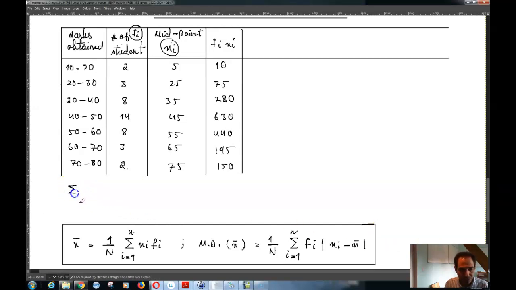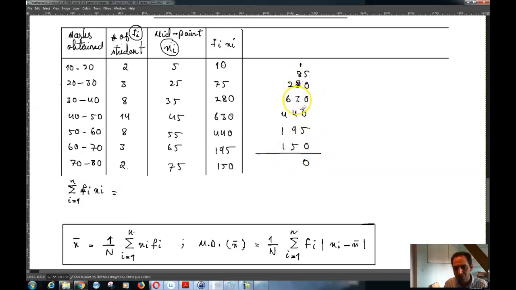So then you can write sigma f of I times x of I as I goes from 1 to n is equal to basically all of these numbers added together. That's 10 plus 75 plus 280 plus 630 plus 440 plus 195 plus 150. So that's equal to 5 plus 0 is 5, 1, 16, 17, 20, 20 plus 13 is 33, 33 plus 5 is 38. I have a 3 here. 5 plus 6 is 11, 11 plus 6 is 17, that's 1780.